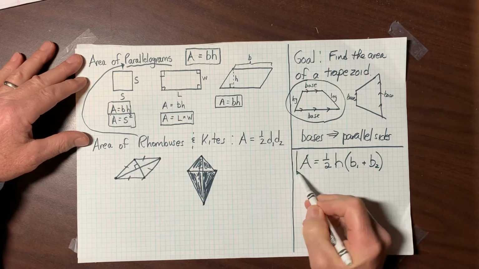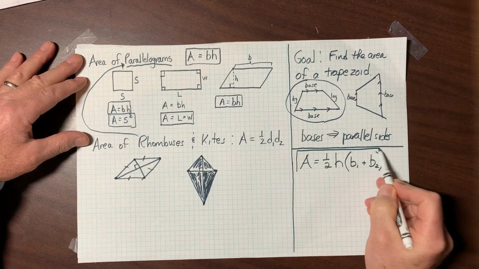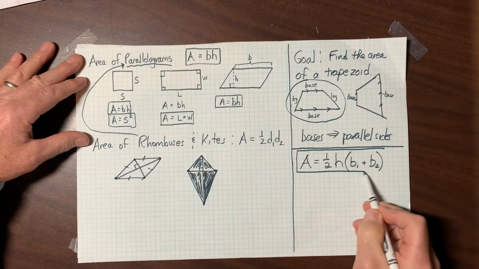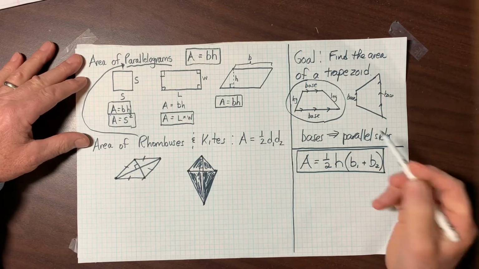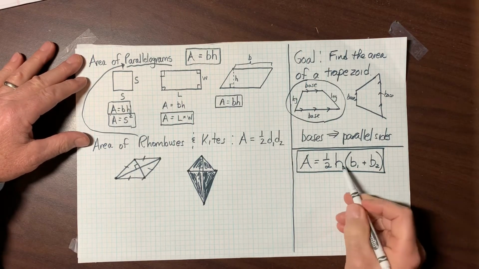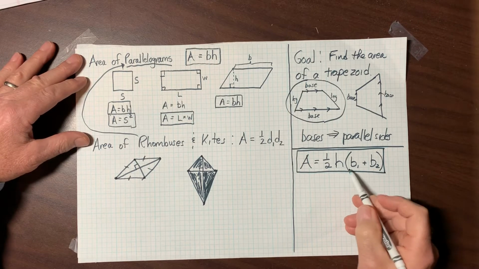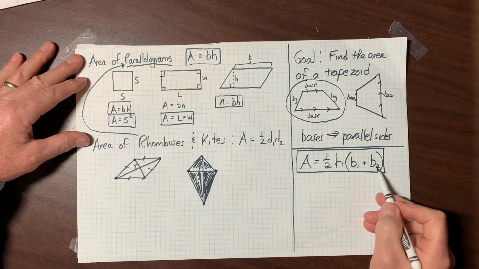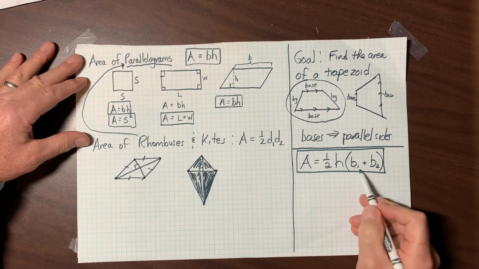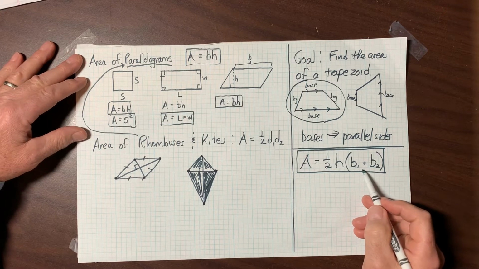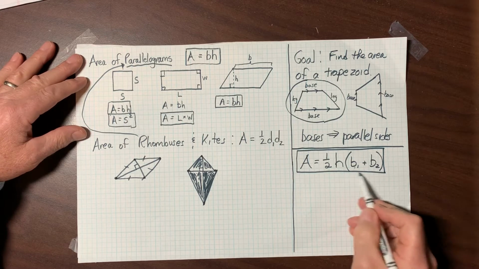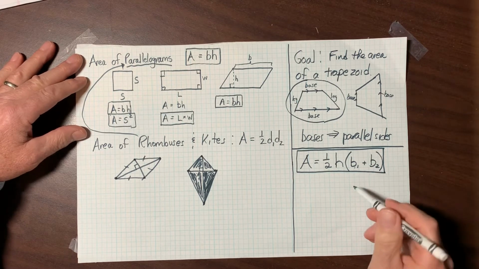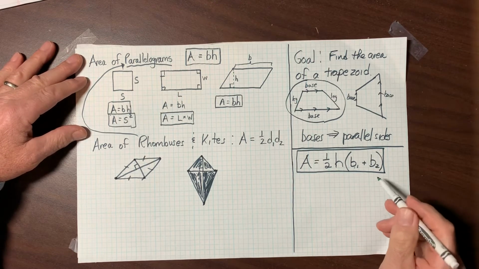This is our primary tool that we're going to use over and over and over again. And just generally, when you're given a problem, you're going to have to figure out what H is, what B sub 1 is, and what B sub 2 is. Those values probably are not going to all be given to you. What fun would that be if I just gave you those three numbers and asked you to plug them in, go to your calculator and get your answer?